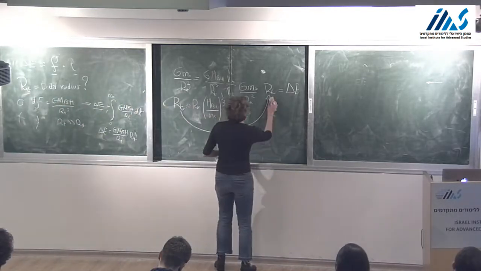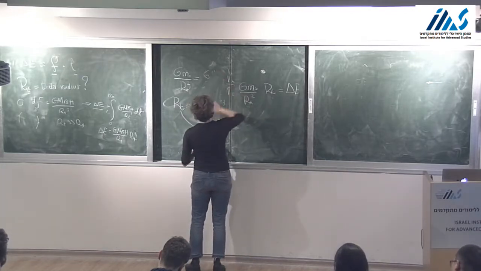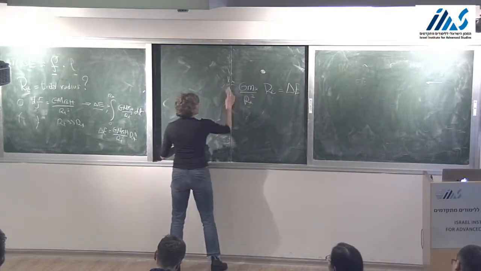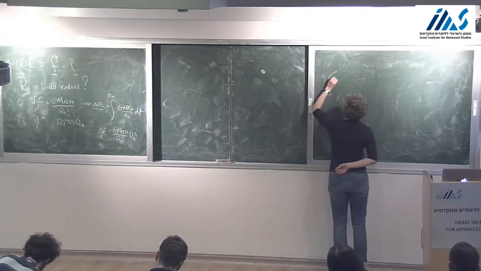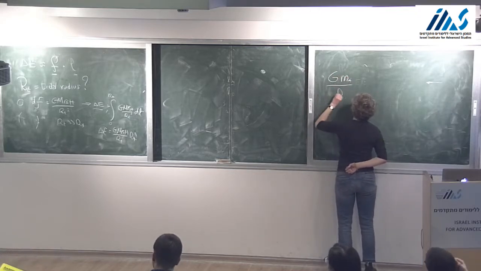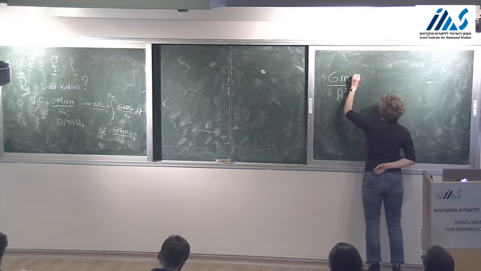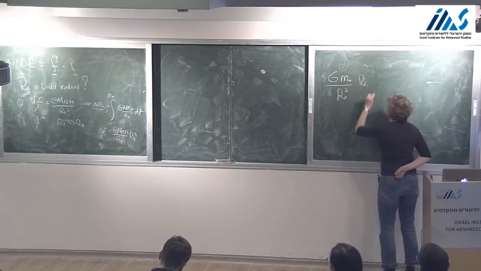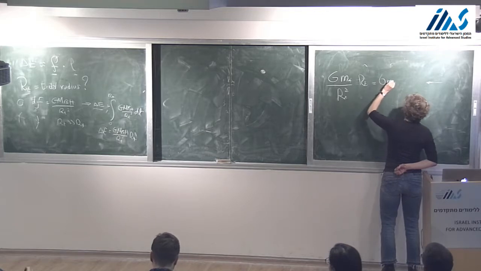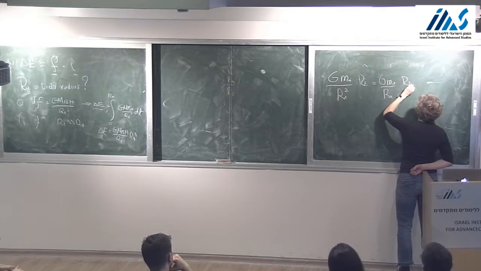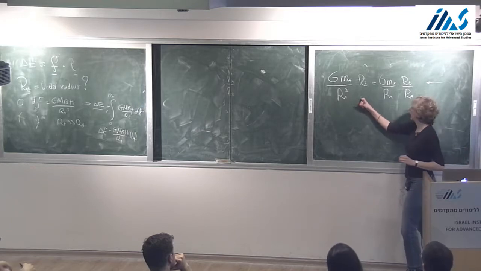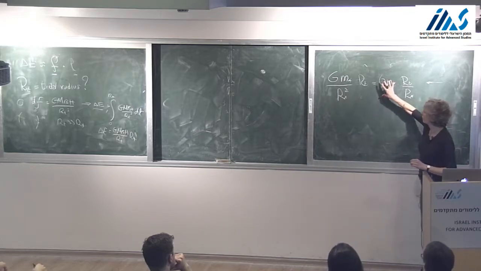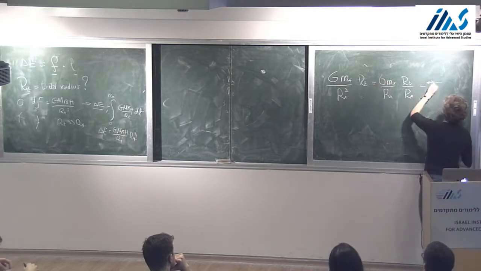I'm not using the blackboard very nicely today. Sorry. Let me do this. G m star r star square times R tidal. I can write this as G m star r star squared times r tidal divided by r star. I'm just bringing this here. Is that right? So this is the self-gravity. This is delta E.